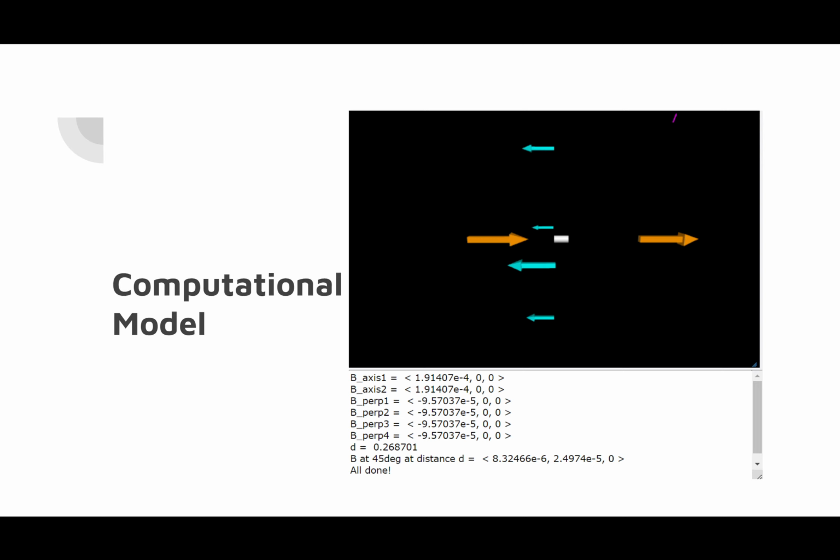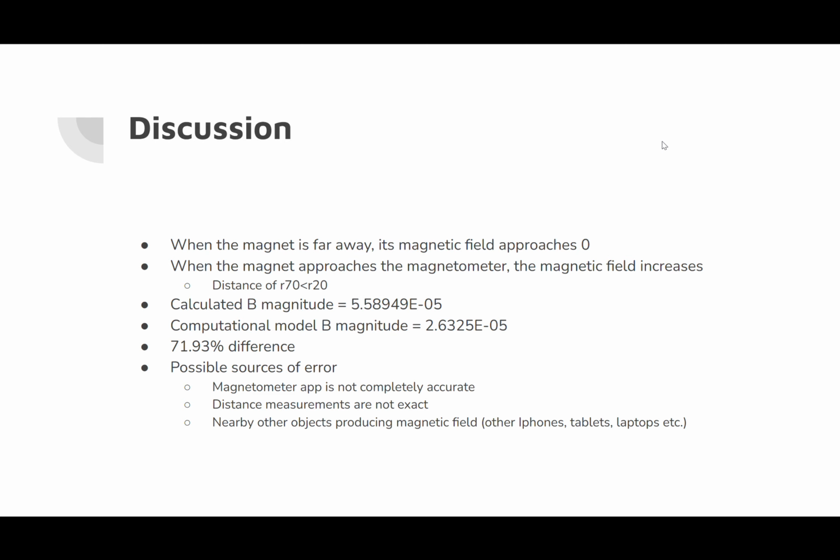And our results, we can see that the on-axis points to the right and the perpendiculars point to the left, and the purple vector in the top right is our 45-degree. Our discussion: when the magnet is far away, the magnetic field approaches 0. This means that the closer it is, the stronger the magnetic field is going to be. And once again, we had a 71.93% difference.